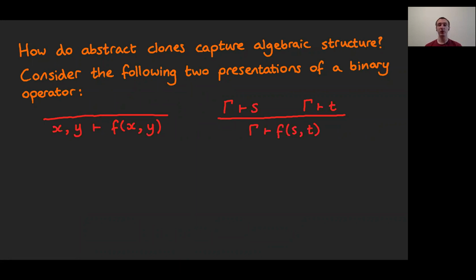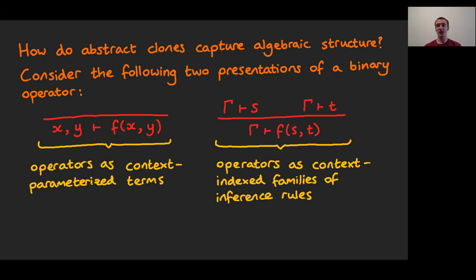To go from the left to the right, we can substitute s and t for x and y. And to go from the right to the left, we can consider the two variable context, Gamma is equal to x, y, and then s equals x and t equals y. But we think about these slightly differently.